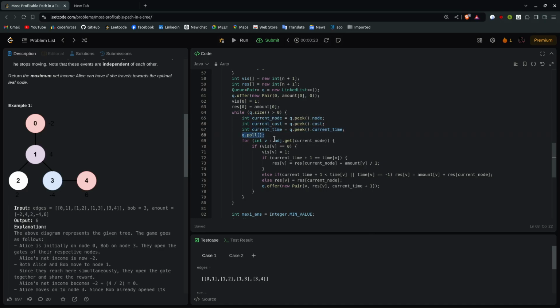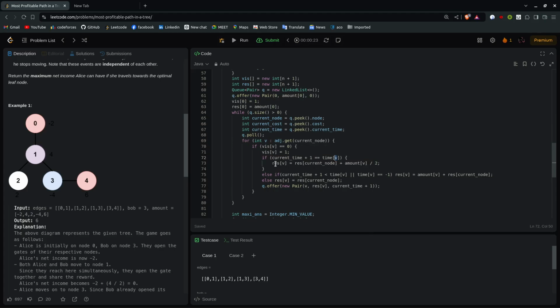We pop out the current state, and then we go to all the children of the current node, and we check whether that node had already been visited by Alice or not. If it is not visited, we mark it as visited, and we check if the current time plus 1 equals time of v. By the way, this plus 1 is basically since I have taken it 0 based, so I am doing plus 1. And if current time plus 1 equals time of v, that means the time for Alice to visit this node v is equal to the time taken by Bob to visit this node v.